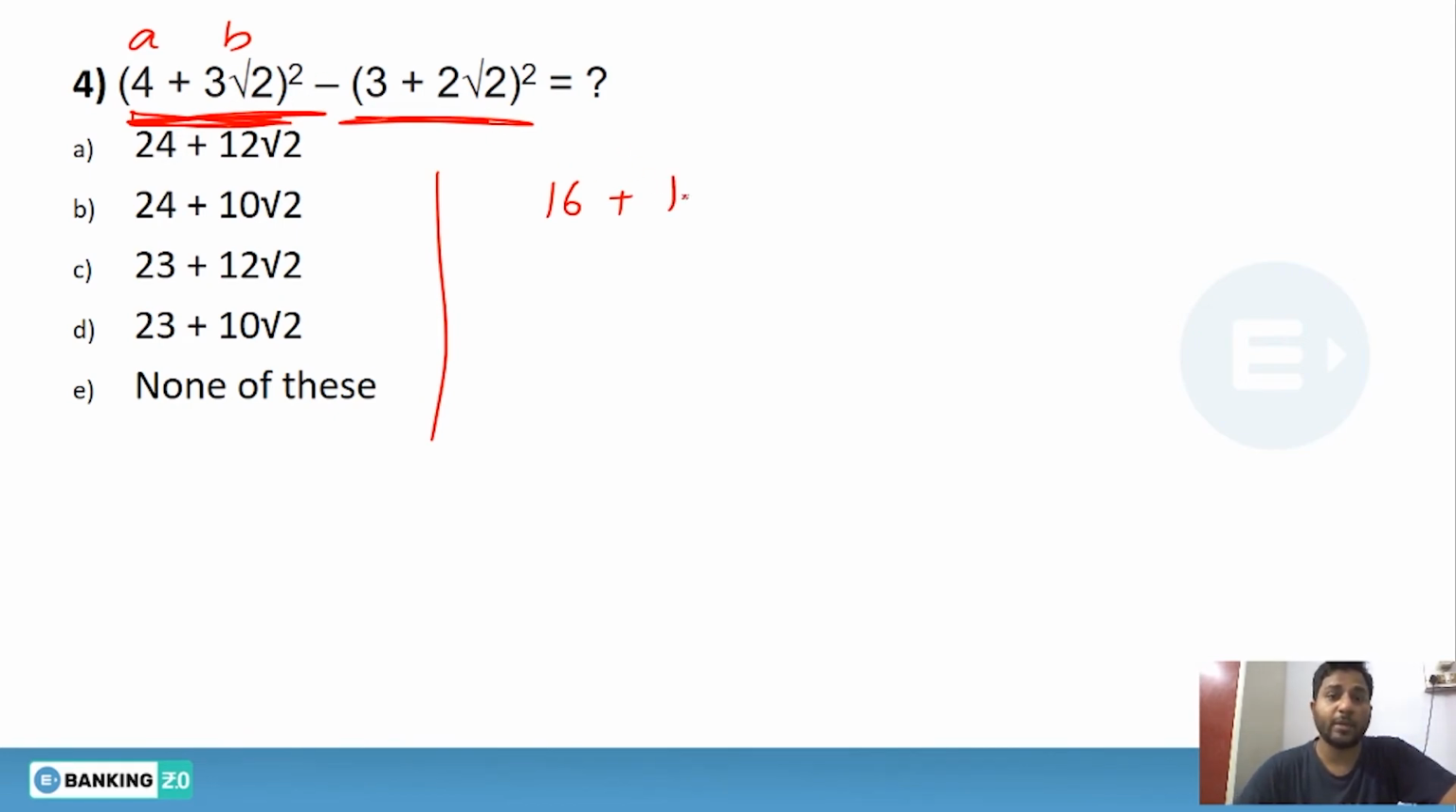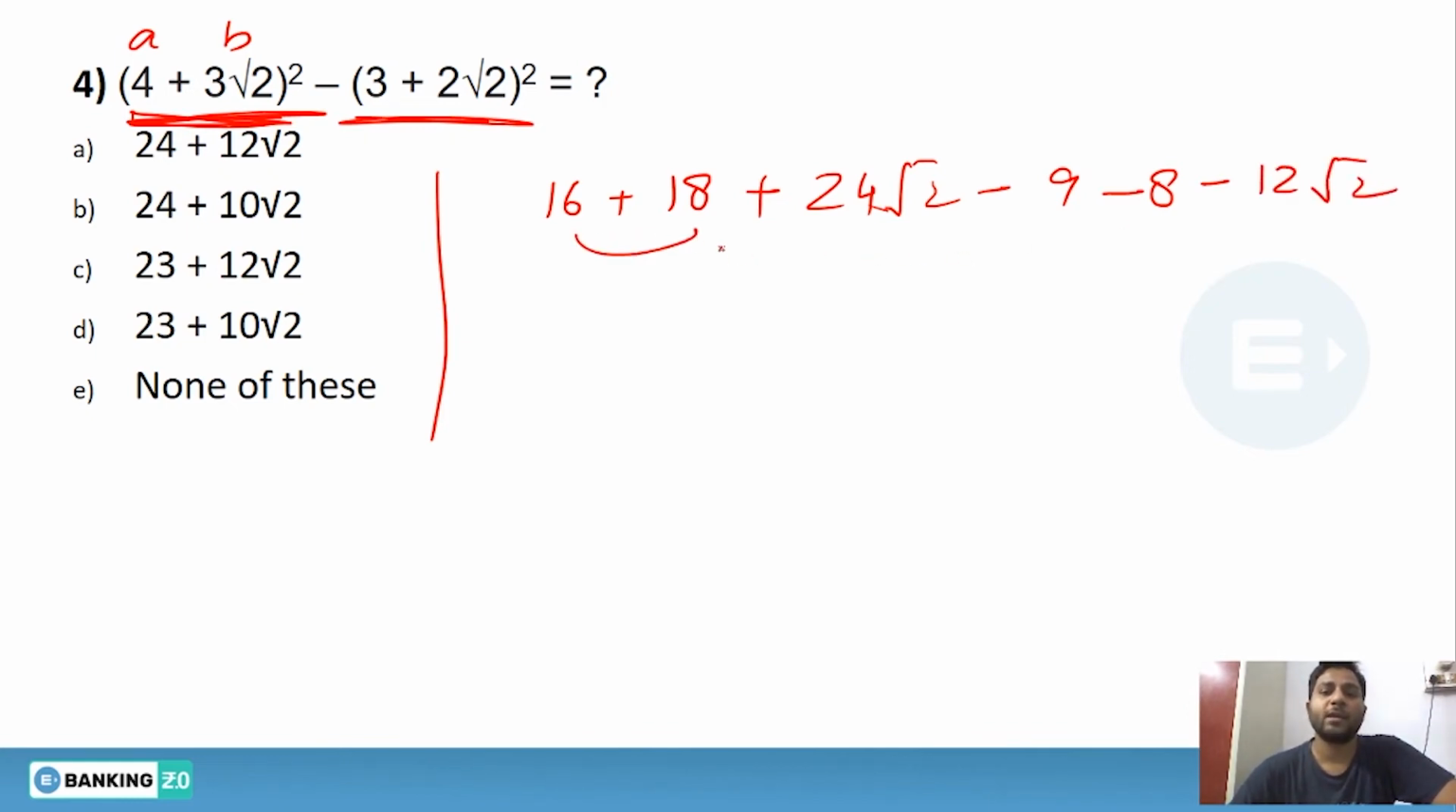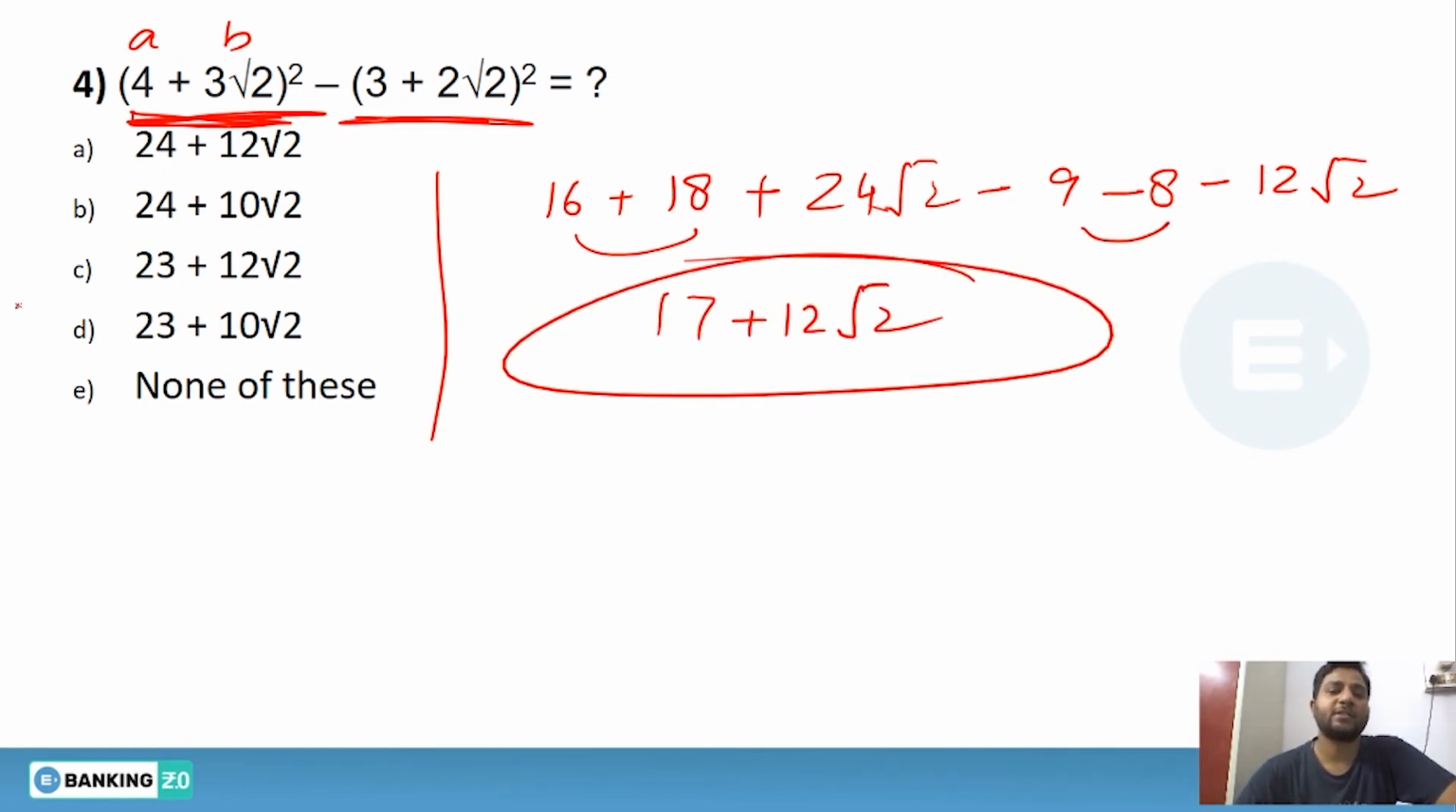So b square would become 18 plus 24 root 2 minus 9 plus minus 8 minus 12 root 2. What would it become? It would become 34 minus 17. That means 17 plus 12 root 2. Hence your option E would be the correct one.